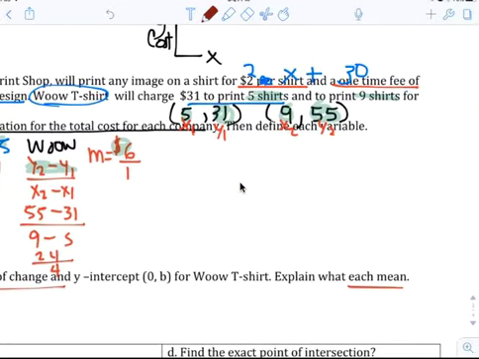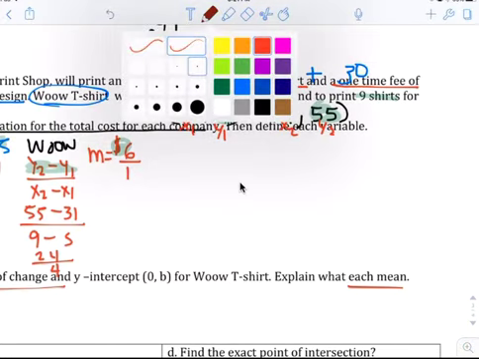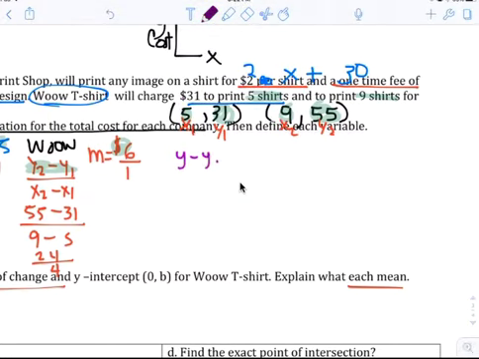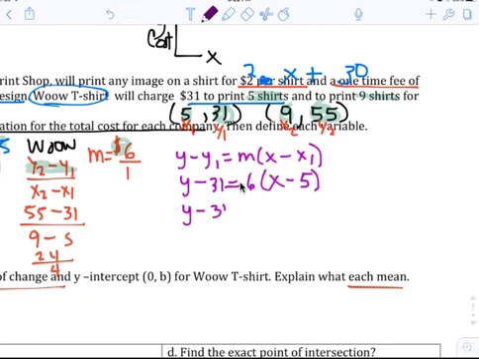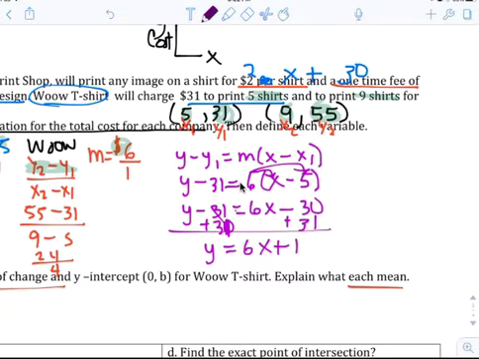Okay, so after you do that, you do y minus y1 equals m parentheses x minus x1. Y minus 31 equals m, which is 6, parentheses x minus x1, which is 5. Y minus 31 equals 6x minus 30. Distribute. Add 31. Y equals 6x plus 1.